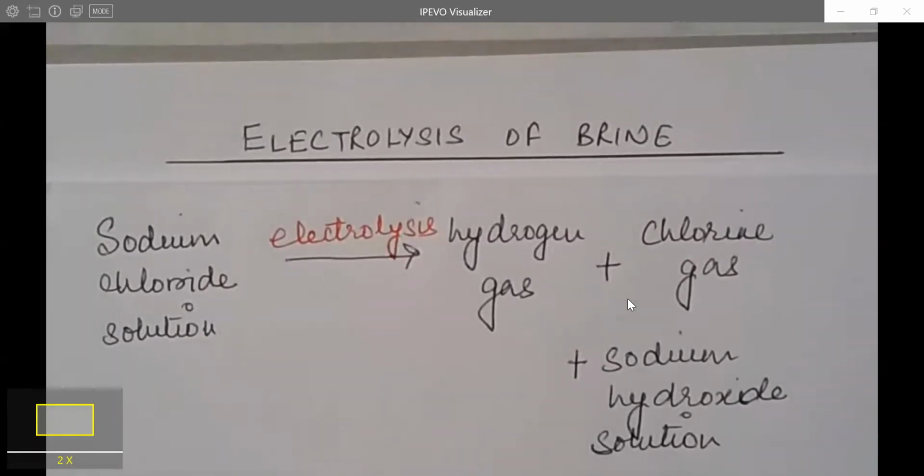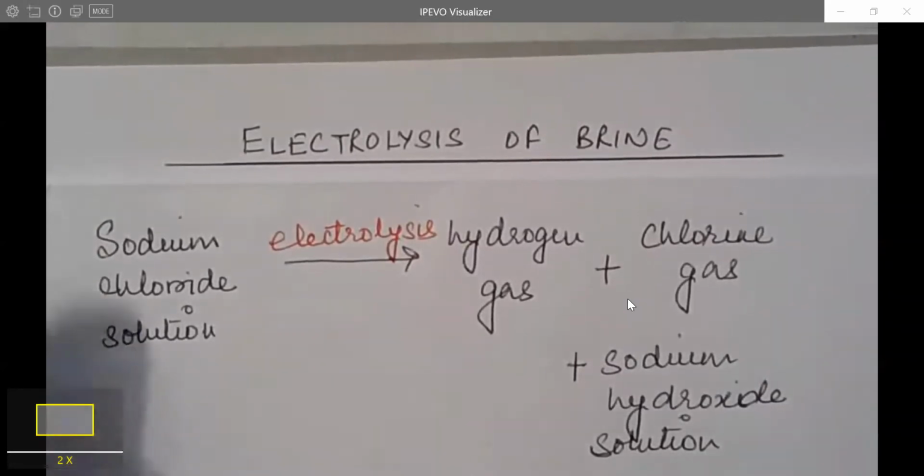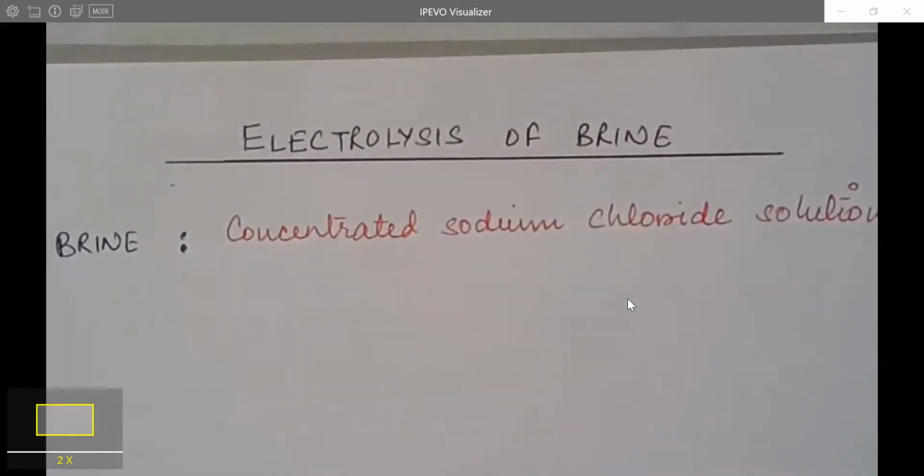In this video, we are going to focus on how electrolysis of sodium chloride solution produces these three products, and how we write the equations to show how these are produced after the electrolysis of brine, or concentrated sodium chloride solution. Now, the first step is to pass electricity through the sodium chloride solution.